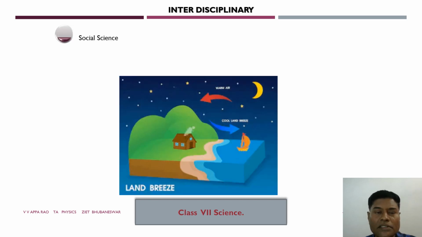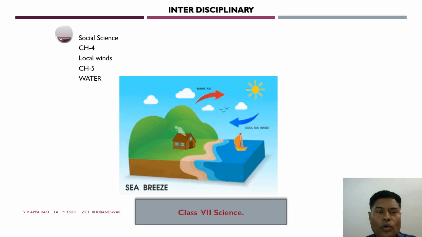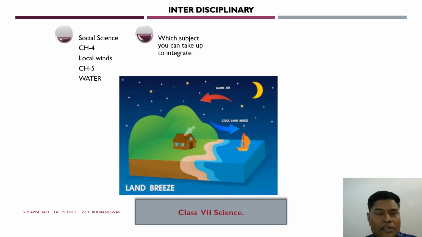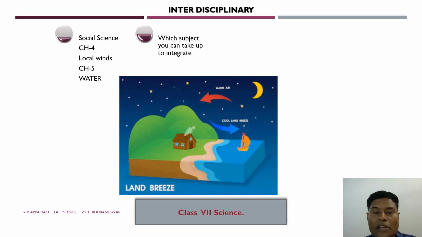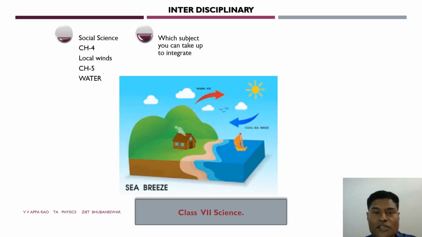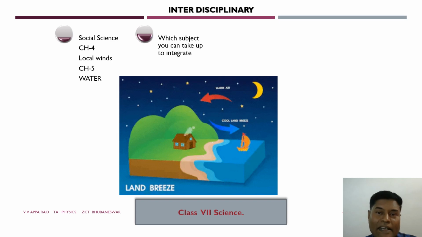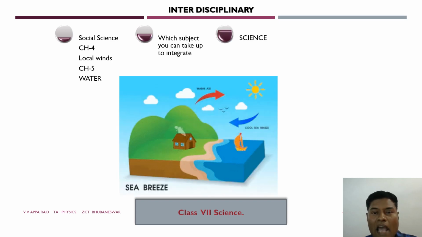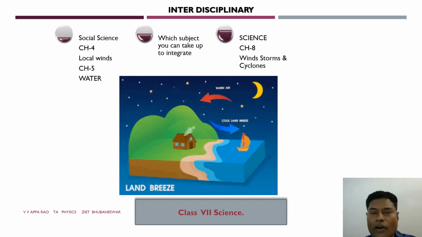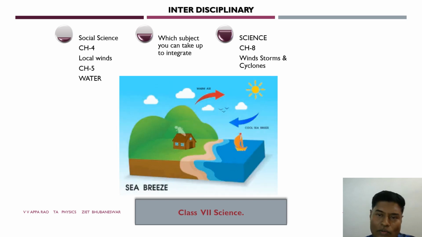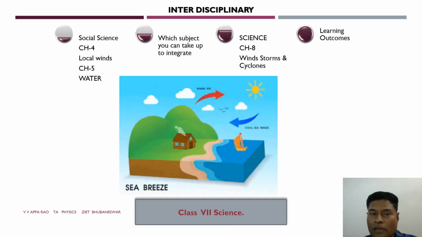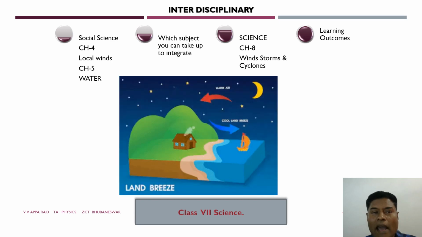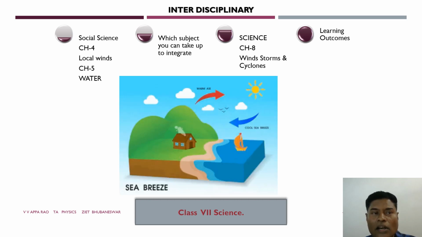The best example here is in social science, chapter 4 local events, chapter 5 water of class 7. You can take any other subject which is feasible to integrate. It is not compulsory that you have to forcefully take two or more subjects to integrate in this interdisciplinary. If we are having a science subject with the common learning outcome, winds, storms, and cyclones, chapter 8, then the learning outcome is seen in social science, as you specified here, the third subject.